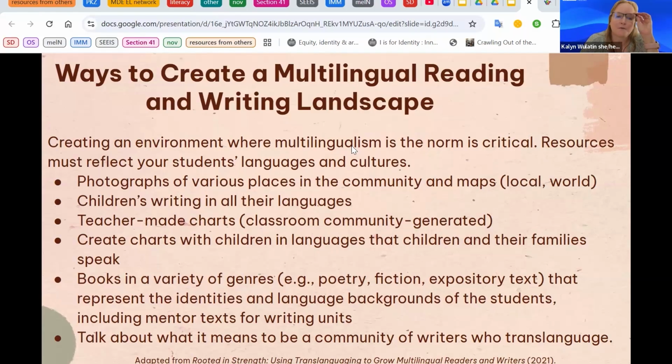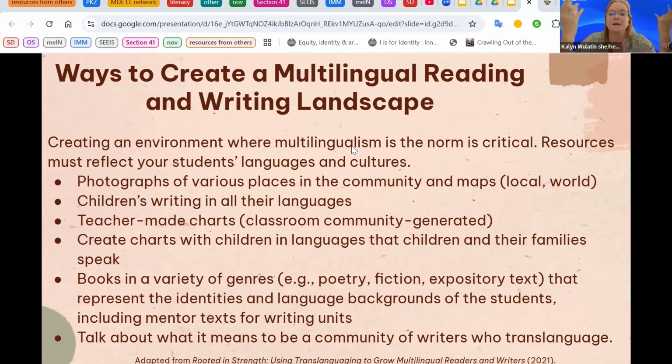Having children's writing and, of course, honoring it and putting it up on bulletin boards in all of their languages. You can start some classroom community generated charts, and you can get help from the students themselves. Sometimes you can get help from their families about adding words in other languages or putting synonyms in there. You can have books in a variety of genres that represent identities and language backgrounds of your students. Often those books will have translanguaging within them. And to use those for all the important texts, quote unquote, right? Those mentor texts for writing units, for example.